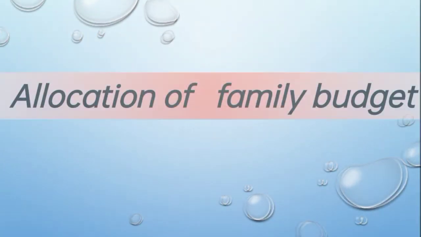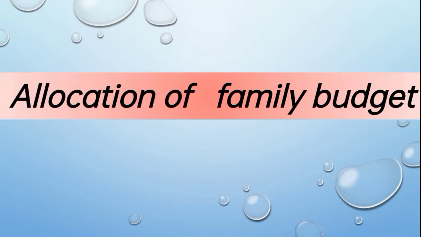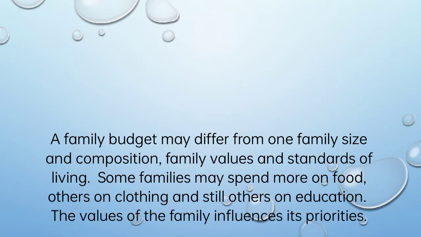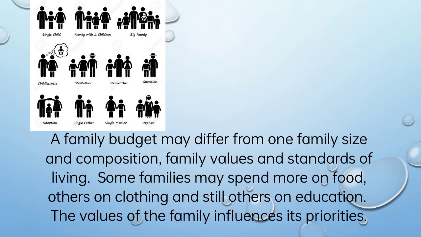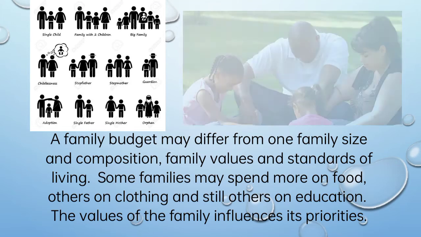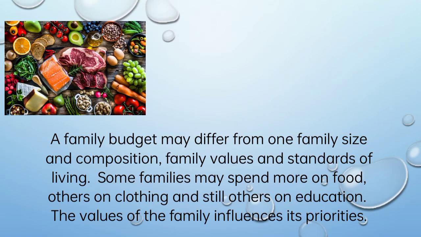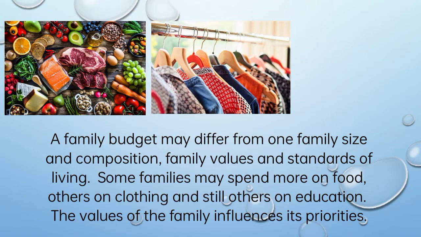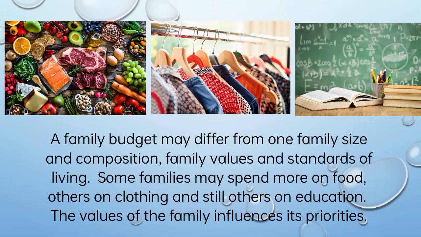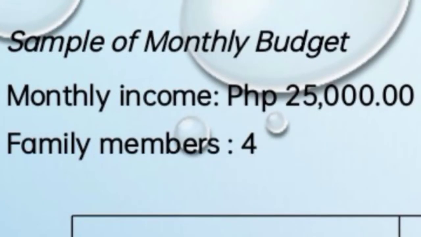And now, how do we allocate the family budget? A family budget may differ depending on family size and composition, family values, and standards of living. Some families may spend more on food, others on clothing, and still others on education. The values of the family influence its priorities. Now, let us study a sample monthly budget of a family.